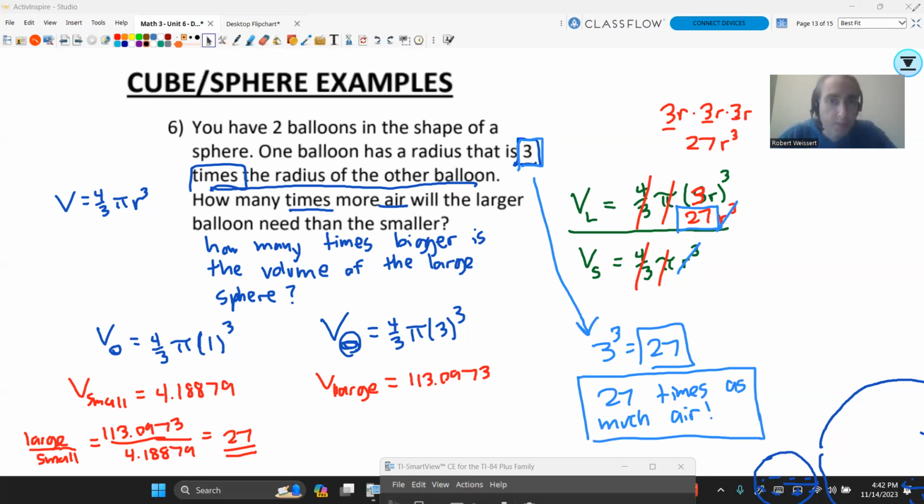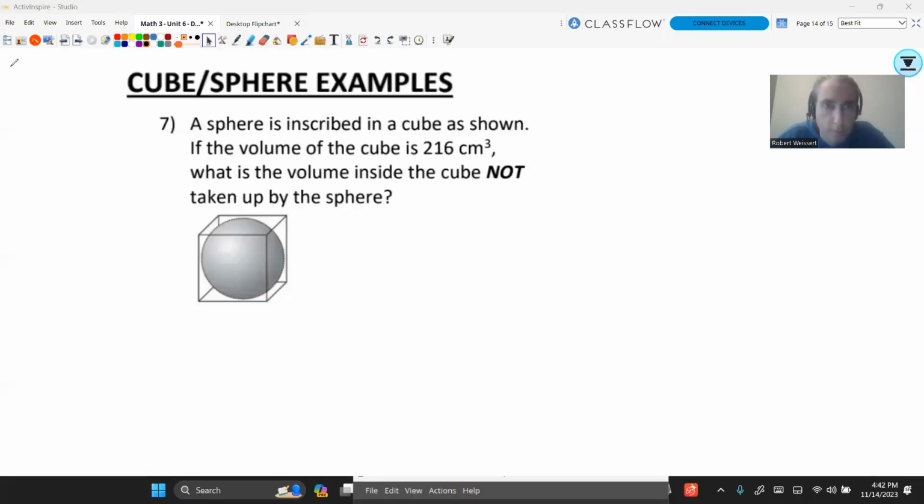Let's look at another question. Question 7: a sphere is inscribed in a cube as shown below. If the volume of the cube is 216 cubic centimeters, what is the volume inside the cube not taken up by the sphere? This question has a few layers to it. Let's just think about what we have first.